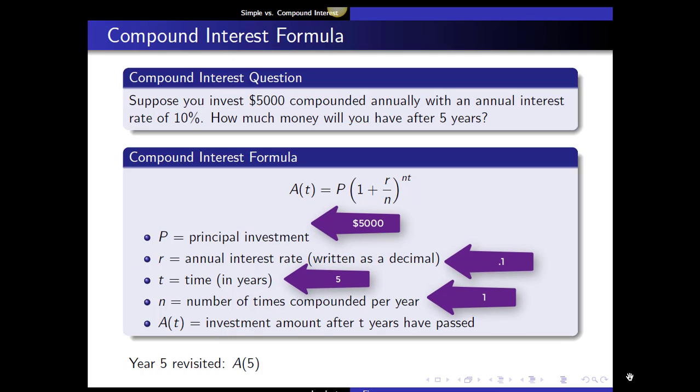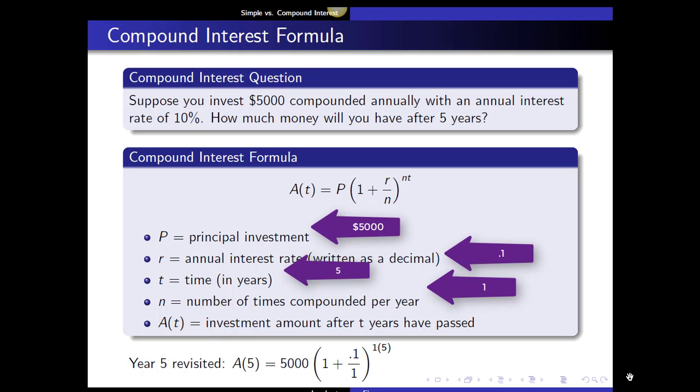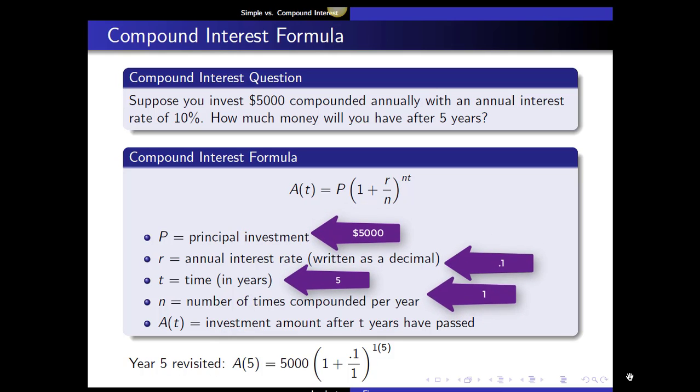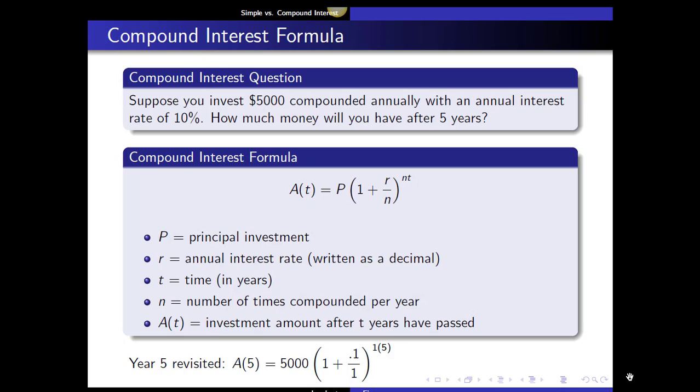So we have A of 5 equals, plugging and chugging all that information, 5,000 times the quantity 1 plus 0.1 over 1 raised to the 1 times 5, or the fifth power, is what that becomes. 5,000 times 1.1 to the fifth power, which is what we saw before, being $8,052.50. Putting this all together, when we're looking at compound interest, we have an example of an exponential function, versus simple interest, which is a linear function.